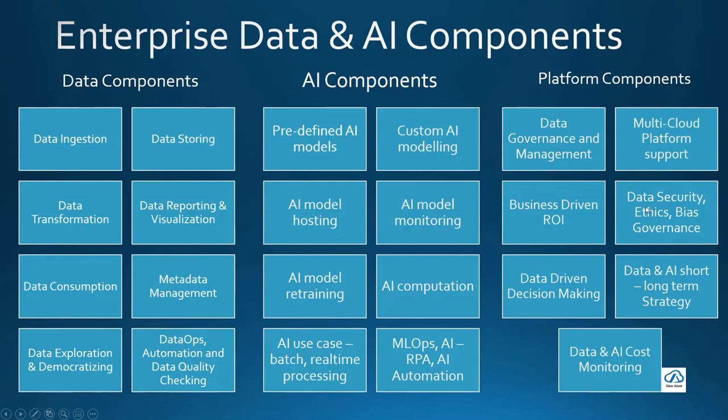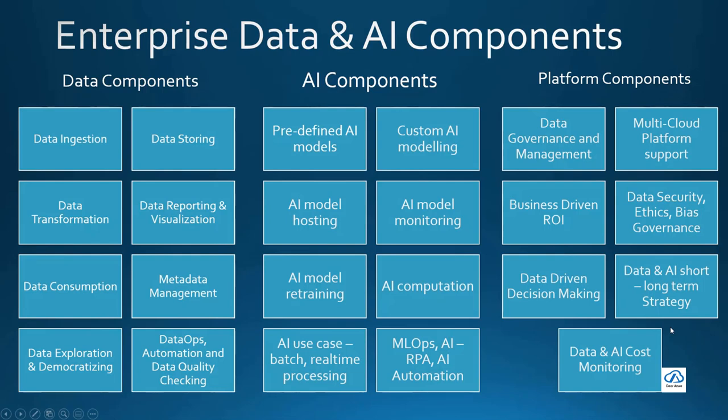You need to ensure data security, ethics, bias as a governance. You need to have data-driven decision-making with different kinds of visualization and analytics. And you need to have proper short-term, mid-term, long-term strategy. You cannot expect to achieve everything in one quarter. It's a 3 to 4 quarter approach. You achieve them one by one. So it starts from data ingestion and ends in data and AI full strategic achievement.